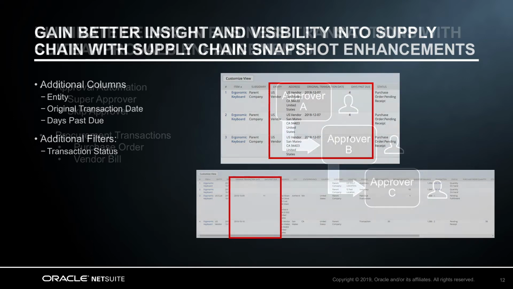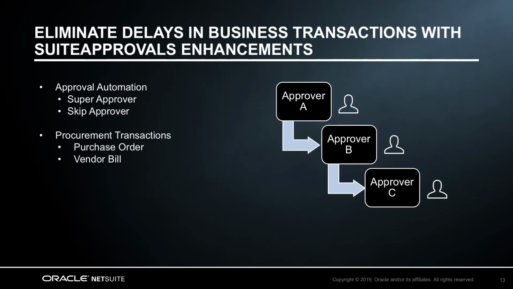In 2019 Release 1, we're announcing new capabilities in the Suite Approvals Suite app, providing more control and visibility of internal processes in a company. The new Super Approver capability allows a business process owner to expedite the approvals of transactions by acting as the final approver of a transaction. With the new Skip Approver capability, a transaction can automatically be routed to the approver with the minimal approval limit.